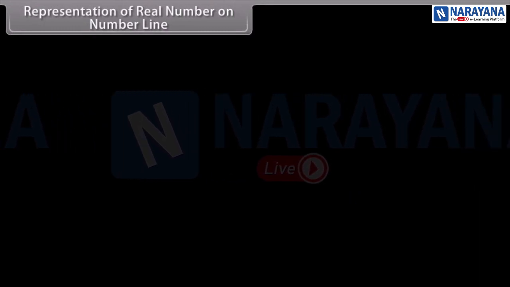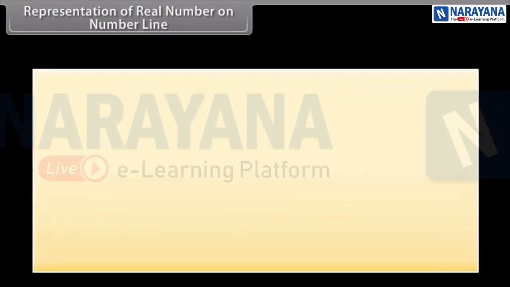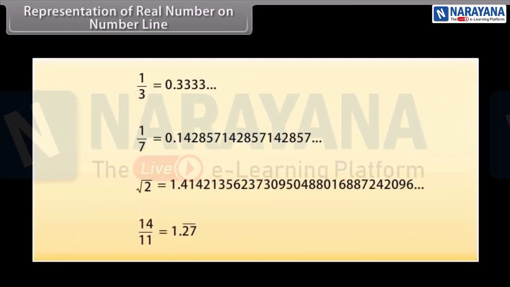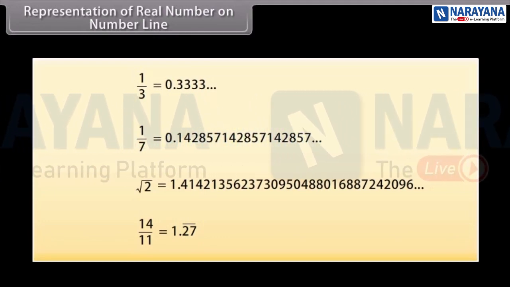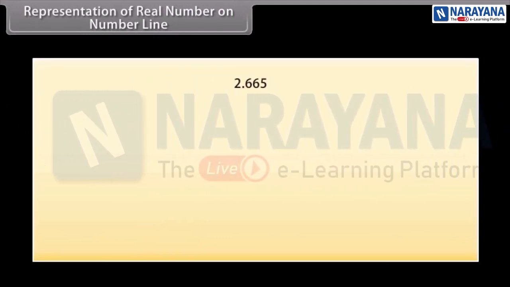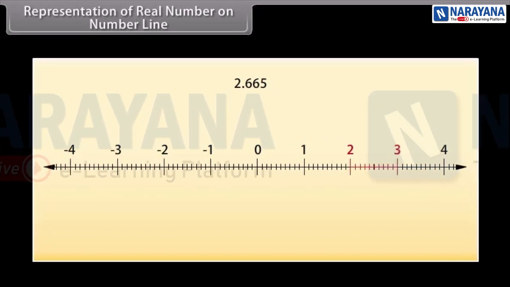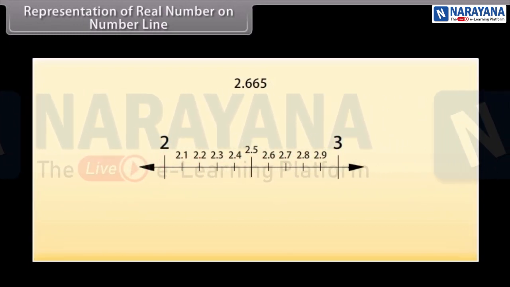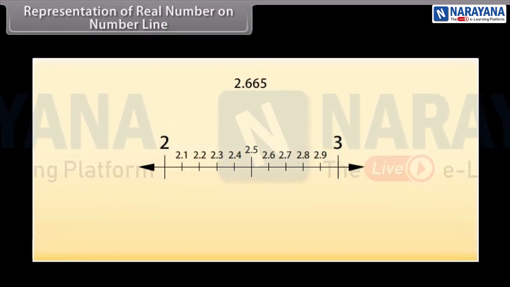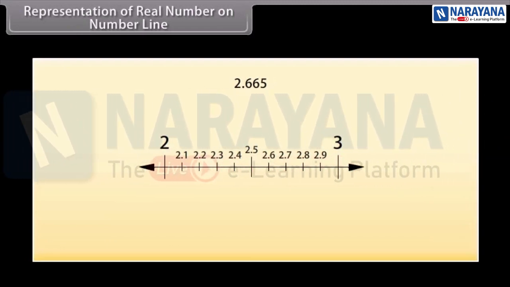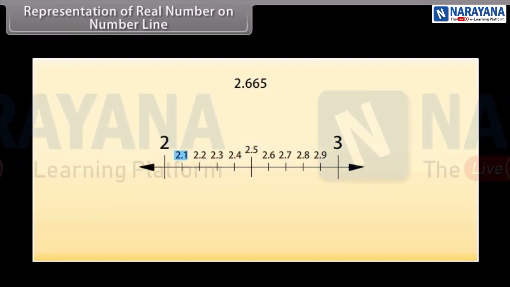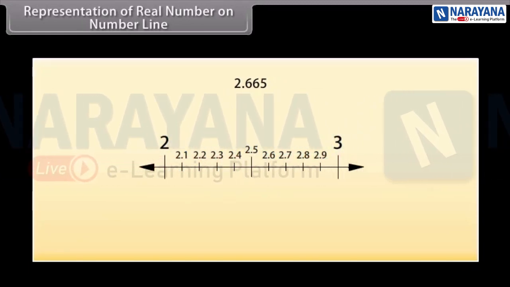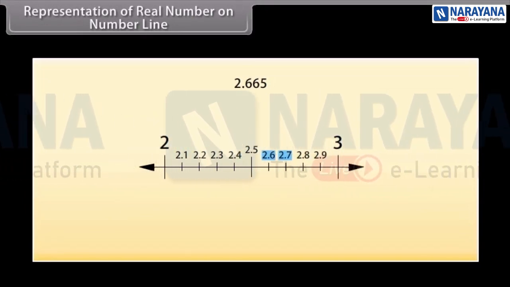Representation of real numbers on the number line. We now know that every real number has a decimal expansion. That decimal expansion helps us to locate it on a number line. Let us locate 2.665 on a number line. We know that it lies somewhere between 2 and 3. Imagine dividing it into 10 equal parts. For a clear view of numbers, the first part represents 2.1, the second part is 2.2, and so on. Here, 2.665 lies between 2.6 and 2.7.